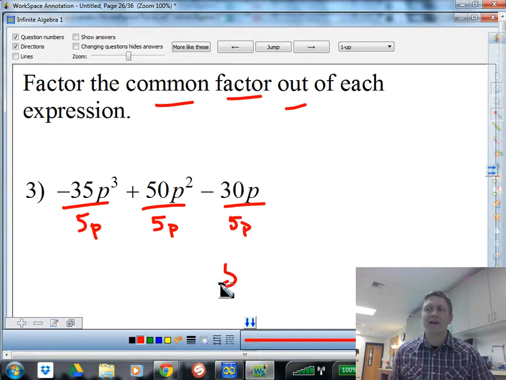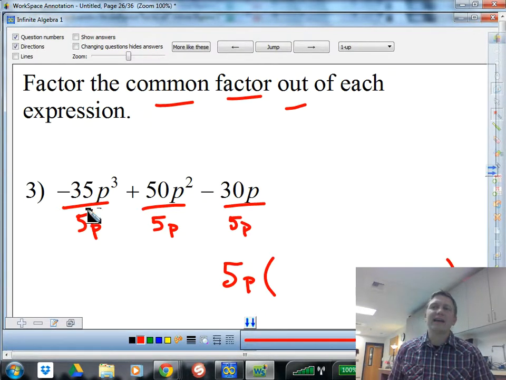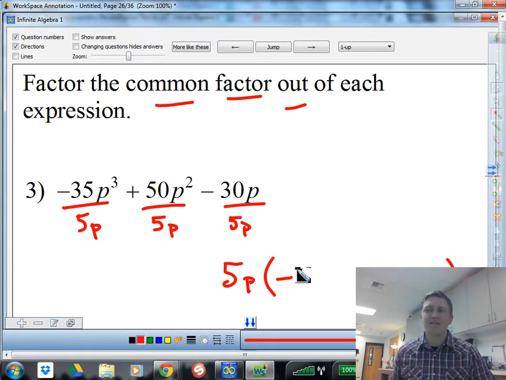And the way we write our answer is we say 5p is going to be factored out of the whole thing. So we're going to divide out a 5p out of each piece. And so we rewrite this. What is 35 divided by 5? 7.